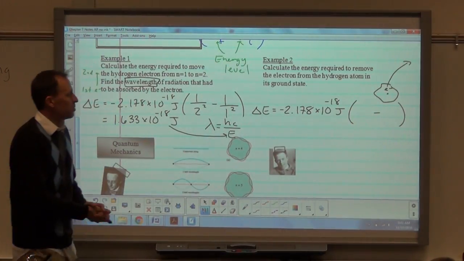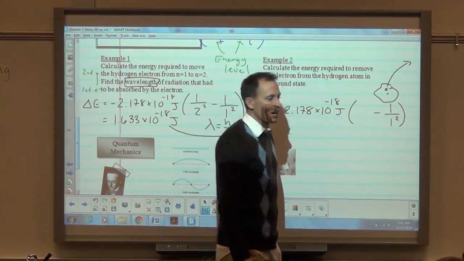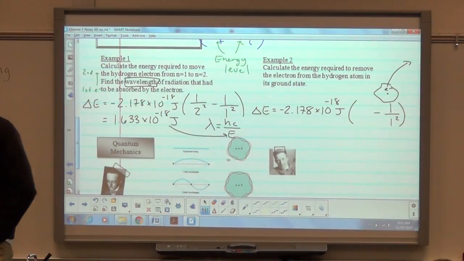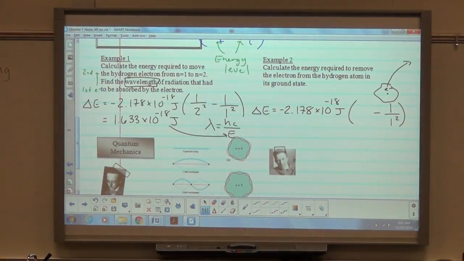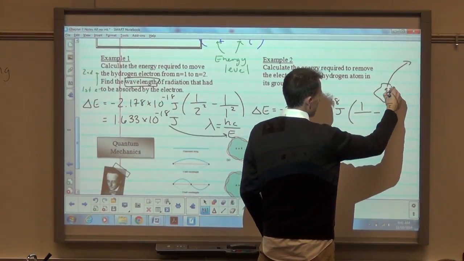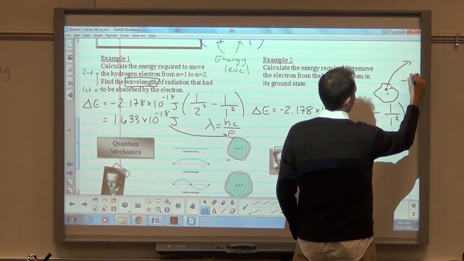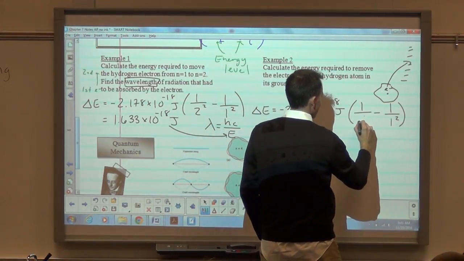Okay, so where are you removing it from? You are removing it from the first ground, first level. Why do I know that? Because hydrogen has one energy level. Where am I removing it to? No, it's not zero. I'm not shoving it into the nucleus. I'm removing it out. So there are all these levels, and basically I'm doing this.